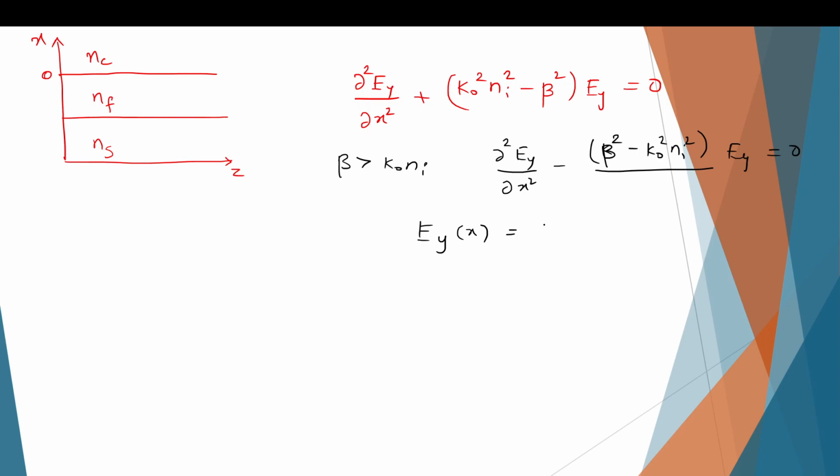y of x equal to e naught, so that is the amplitude, and exponential of minus root of beta square minus k naught square ni square x. So x, because this is dou square by dou x. So this will be positive, a real number, not a complex number, because beta is greater. And so we will have something like this as a solution.